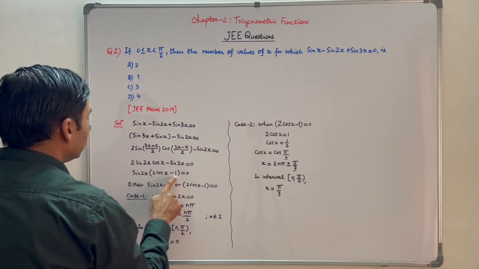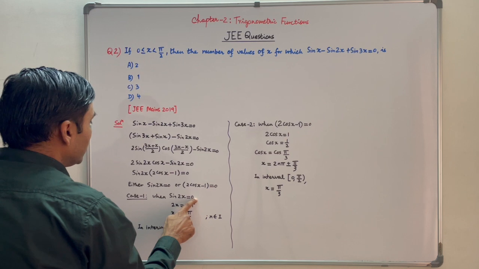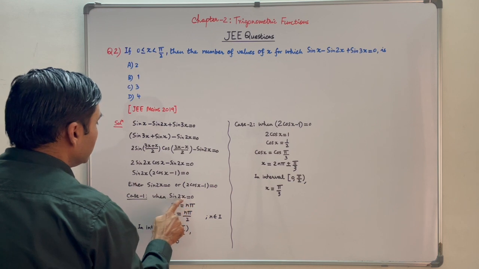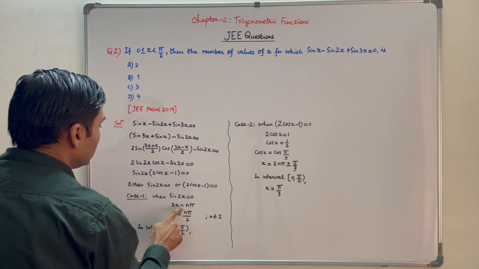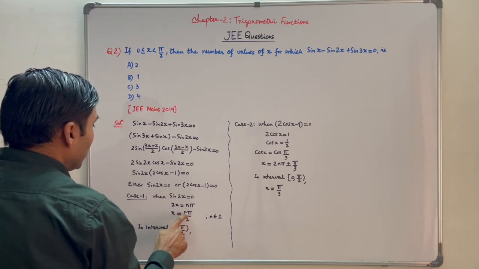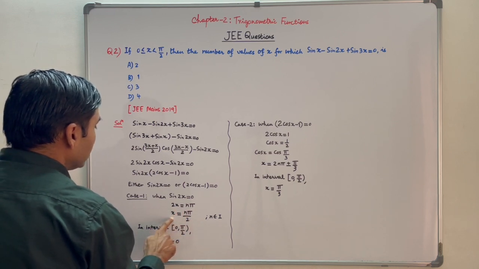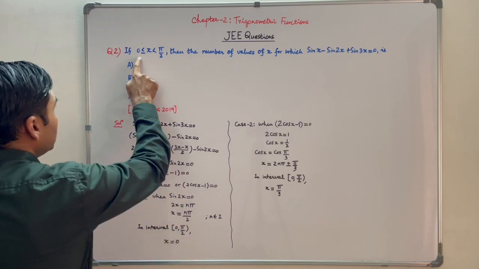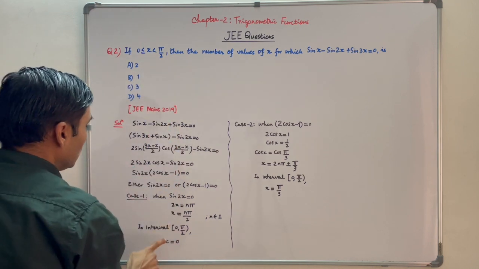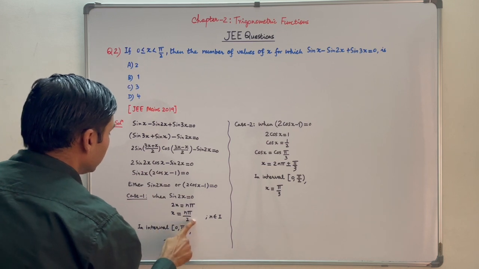So accordingly, we will consider two cases. First case, when sin 2x is equal to 0. We know that when sin theta is equal to 0, the general solution is theta is equal to n pi. Here theta is 2x. So 2x is equal to n pi or x is equal to n pi by 2. When you put n is equal to 0, x is equal to 0. When you put n is equal to 1, x is equal to pi by 2. So in this interval where 0 is included but pi by 2 is not included, only one solution is there, x is equal to 0. X is equal to pi by 2 is rejected.